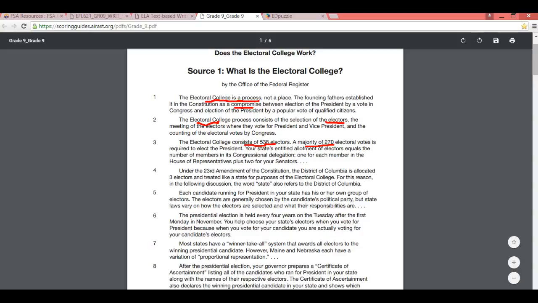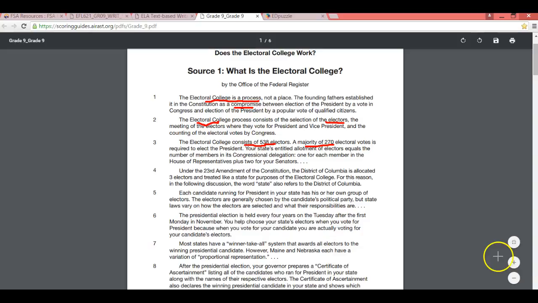The presidential election is held every 4 years on the Tuesday after the first Monday in November. That's pretty much common knowledge. You help choose your state's electors when you vote for president, because when you vote for your candidate, you are actually voting for your candidate's electors.